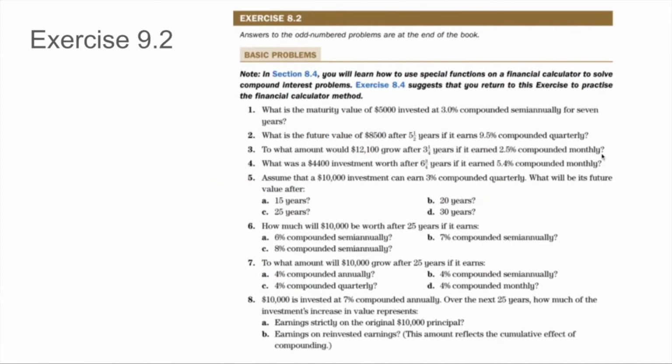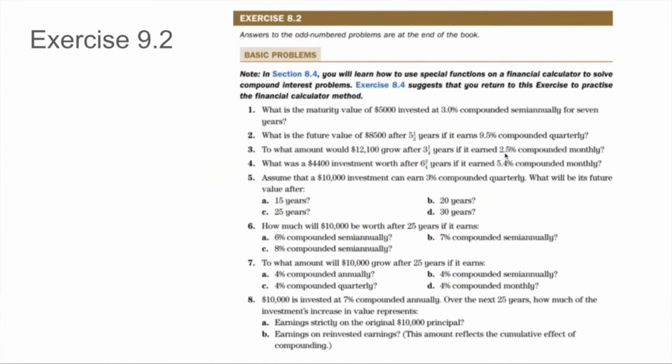So the hardest part of these problems, I find, is converting the words to the key components that you need in order to put it into the formula. So what amount would 12,100 grow? So 12,100 is the base amount. This is the present value. So PV is 12,100. The length of time is 3.25 years. I get caught up in that because I can't see the 4. It looks like 2 to me, old eyes.